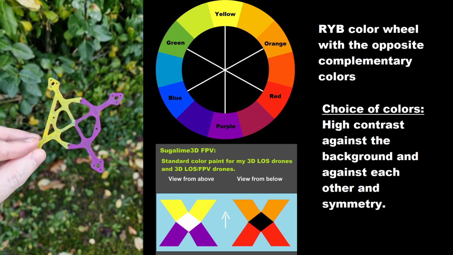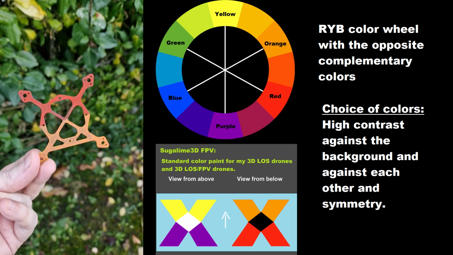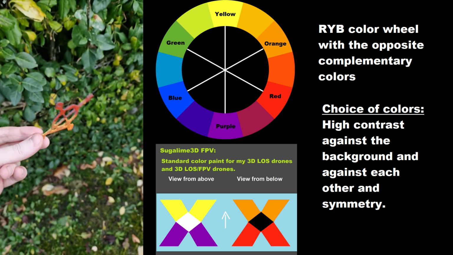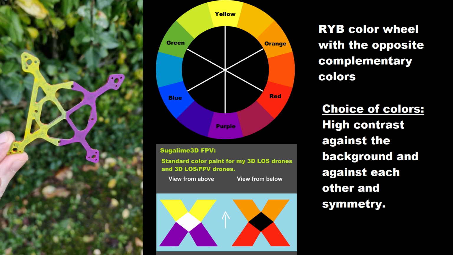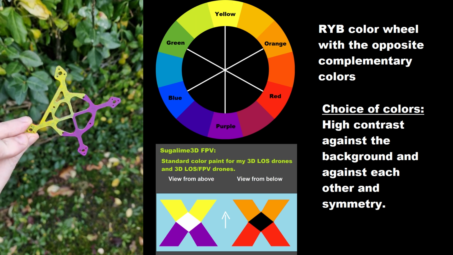Concept for best possible visibility of lost drones. Background of the drone: sky blue, cloud white, and plant green. Colors chosen should be as different as possible from the background, and as different as possible from each other.